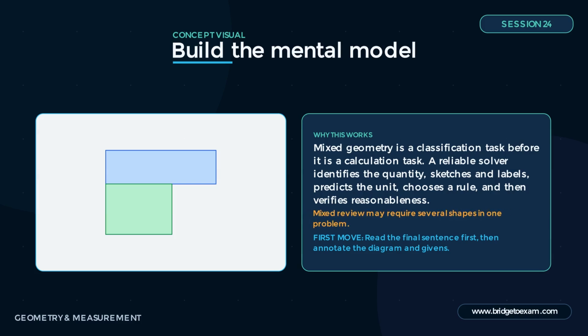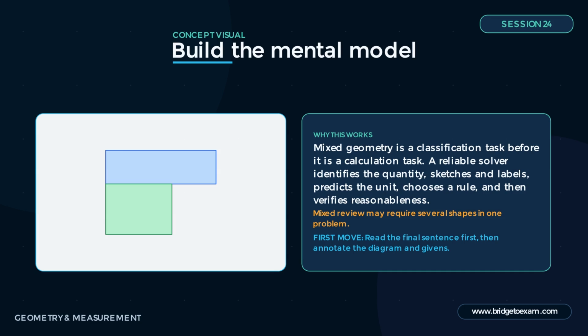Now add a precision check. On a mixed problem, pause after classification and again after calculation. The first pause prevents a wrong formula. The second catches a wrong unit or unreasonable size. When two methods are available, use the faster method to solve and the other method to verify.